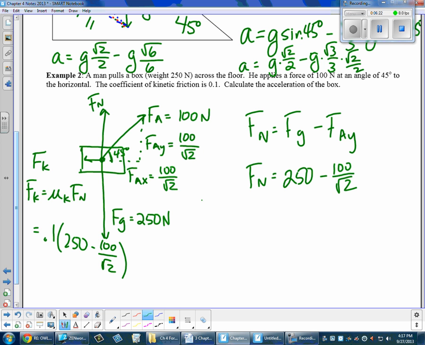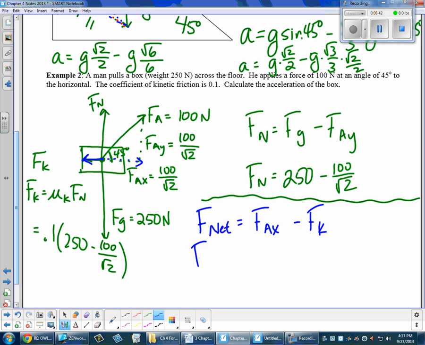So, all of that just to get to this point. The net force on the box. The net force on the box is a horizontal force. It's the difference between FAX and FK. The net force on the box is equal to 100 over the square root of 2 minus FK, which we said was 0.1 times 250 minus 100 over the square root of 2.